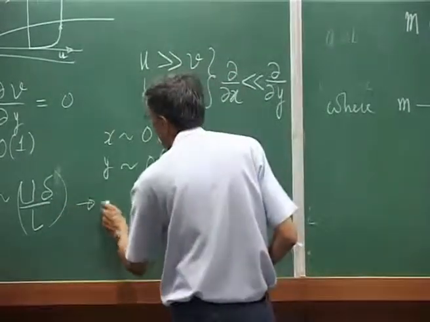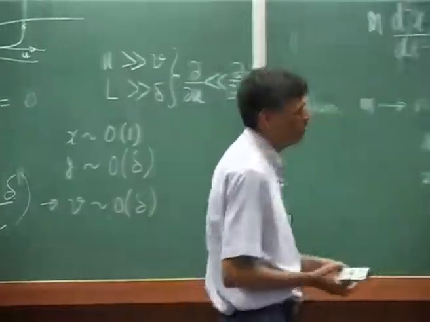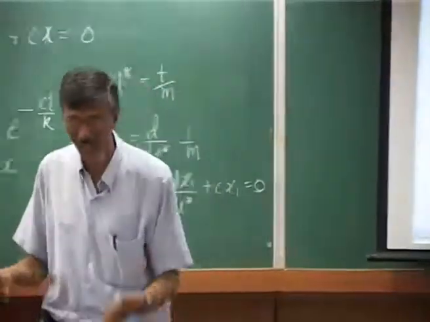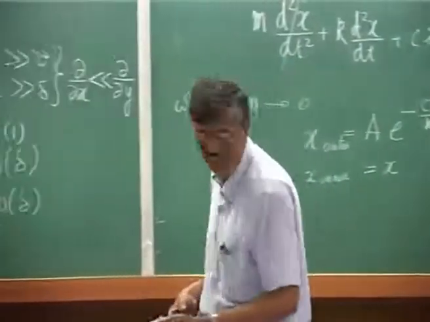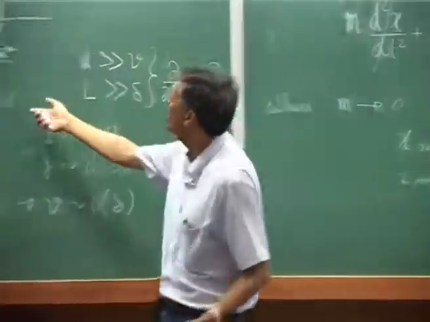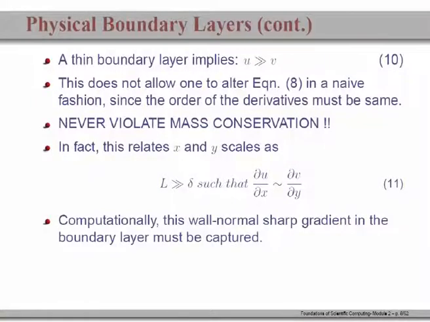So, this gives you v as order delta. So, at least we have made use of the phenomenology. We have seen what is the consequence of what we notice in the experiment, that we cannot eliminate one term at the cost of the other. We have to retain it, otherwise we will be violating mass conservation.